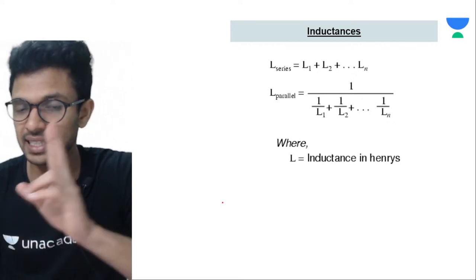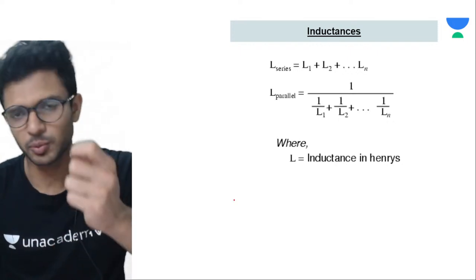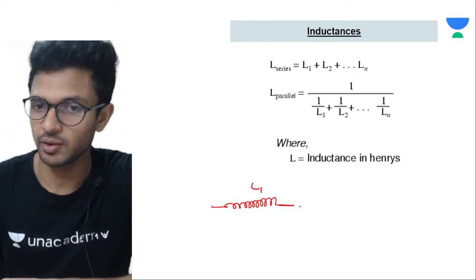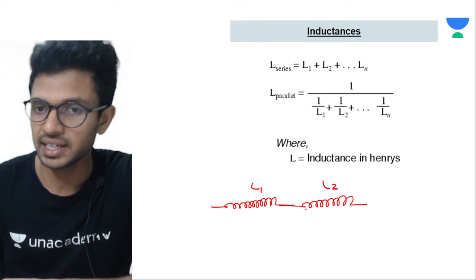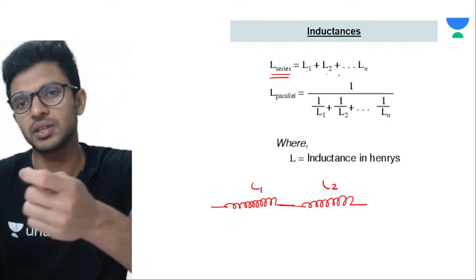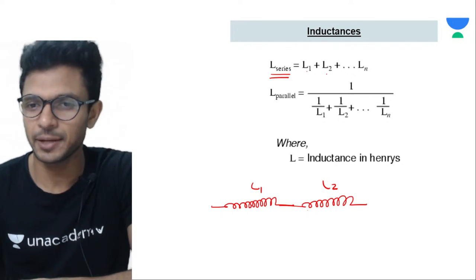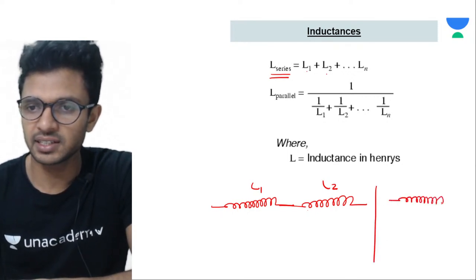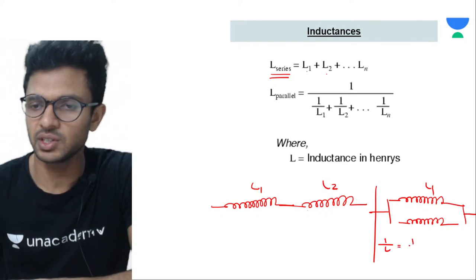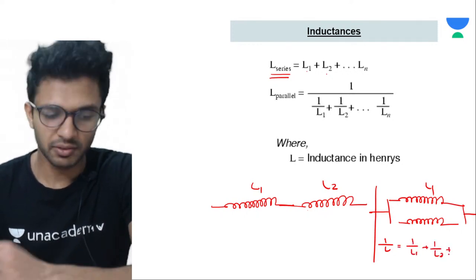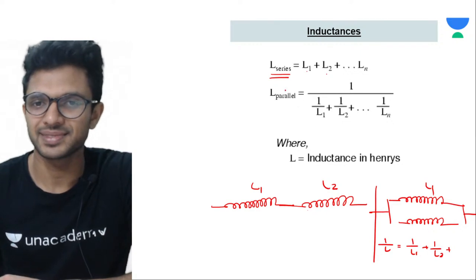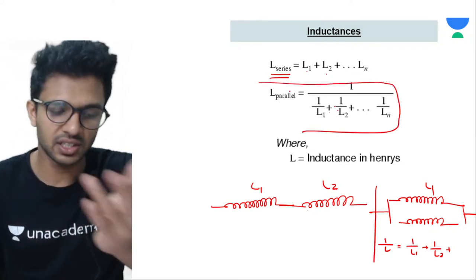Now, just like when two resistors are connected, the equivalent resistance is R1 plus R2, similarly, if two inductors, one with inductance L1 and the other with inductance L2, are connected in series, the effective inductance L is L1 plus L2. If there are n such inductances, L1 plus L2 plus L3 plus L4, it keeps on going. Similarly, if inductors are connected in parallel, the effective inductance is given by 1 by L equals 1 by L1 plus 1 by L2 plus 1 by L3, and so on. Don't think that this is some other formula. Just rearrange this. It's the same formula only.